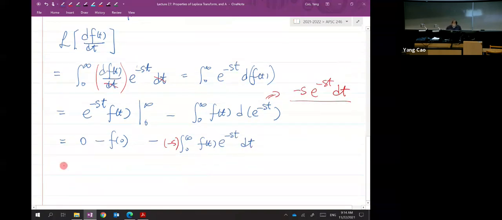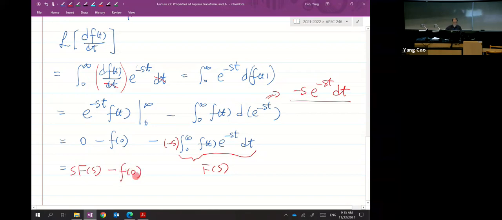Okay, so now you sort things out. Negative becomes positive, and then this whole integral term, you look at it carefully. This is basically the Laplace transform for f of t, which is F of s. So the Laplace transform of the derivative of f of t is basically capital F of s, multiplied by s, minus f of 0. So that's the property.